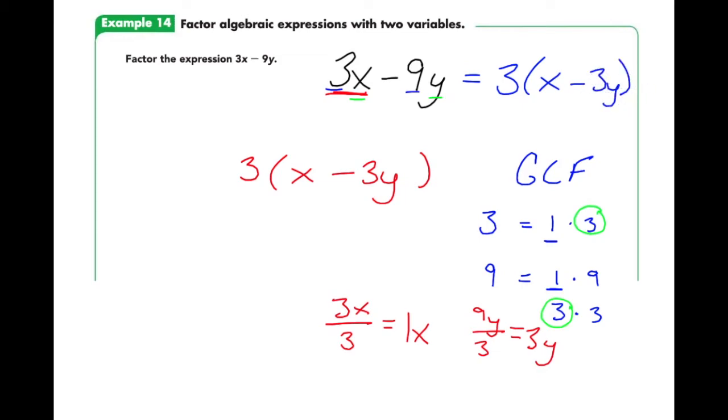And to check that, we'll distribute. So we're going to use our distributive property to check our answer here. 3 times x gives us 3x. 3 times a negative 3y gives us a negative 9y. This matches up with our original expression, which means that we factored it correctly here.